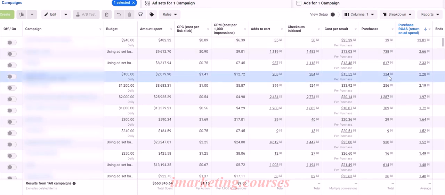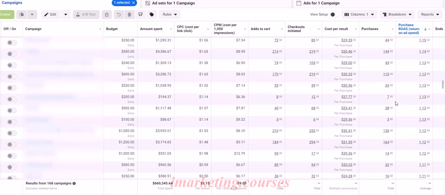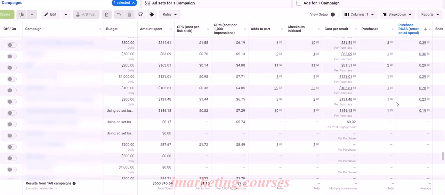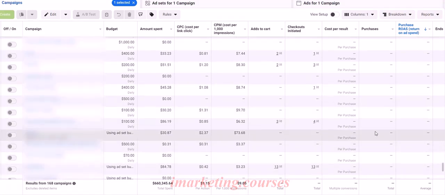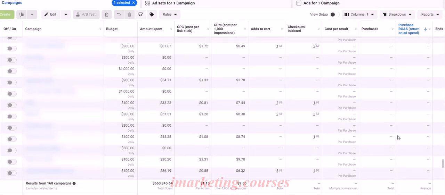The reason why is because the purchase ROAS, you need purchases to get this information. If you have, let me just go ahead and scroll all the way down. If you have no purchases, your purchase ROAS is going to be 0, 0, 0, 0. Like all these campaigns right here got 0 purchases, and I'm going to go ahead and show you why.